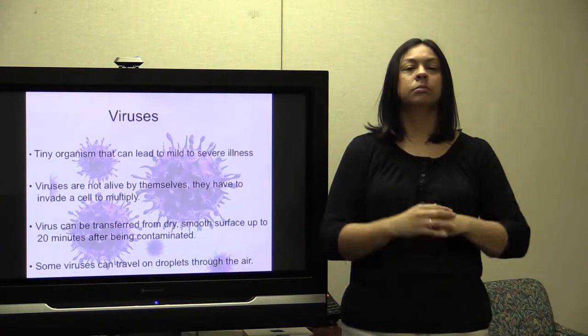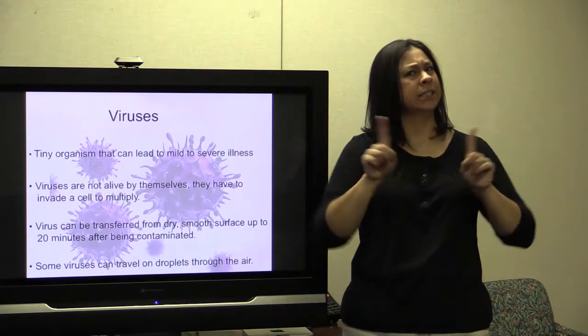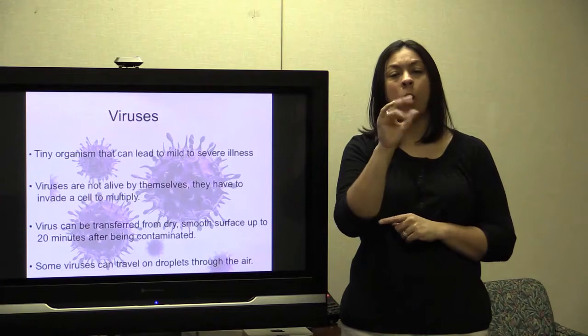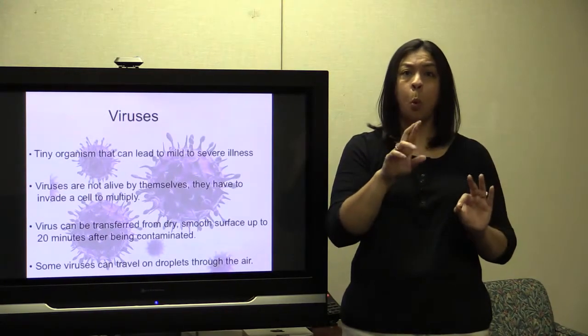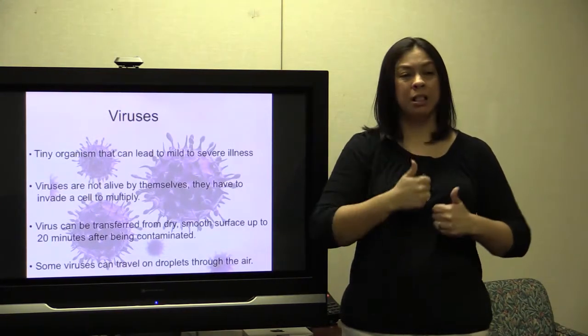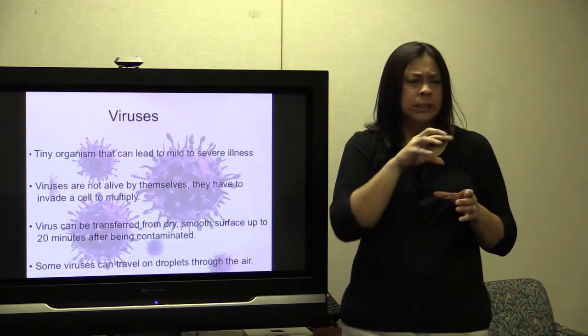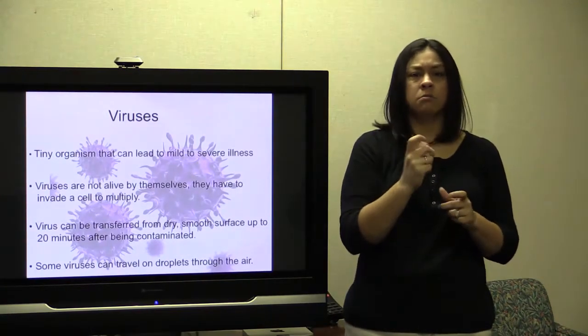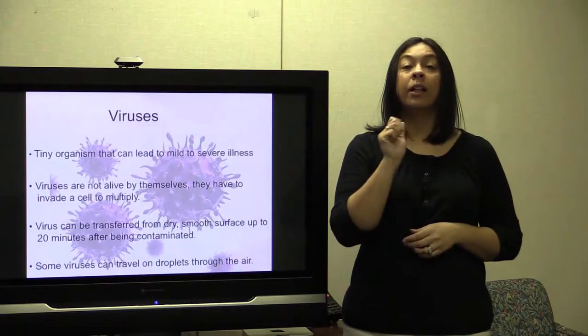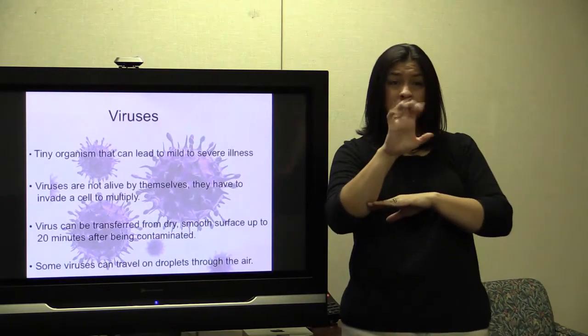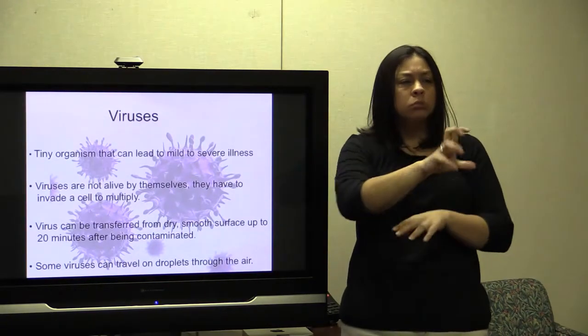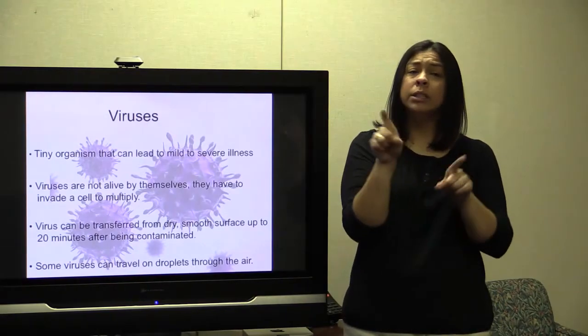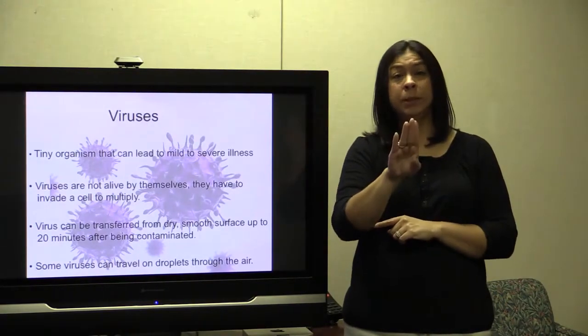Now, viruses are rather different. They're a tiny organism that can lead to mild or severe illness. Viruses are not alive by themselves. They have to invade a cell to multiply. Viruses can be transferred from a dry, smooth surface, and they can live up to 20 minutes on a surface. And some viruses, such as chickenpox or tuberculosis, can travel on droplets through the air.